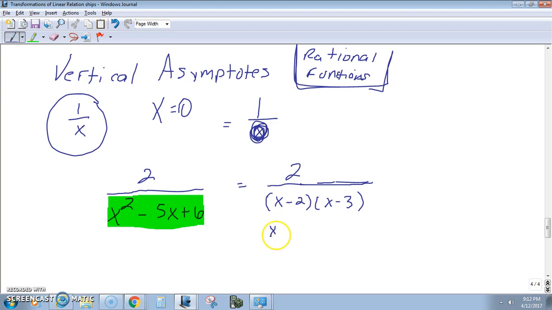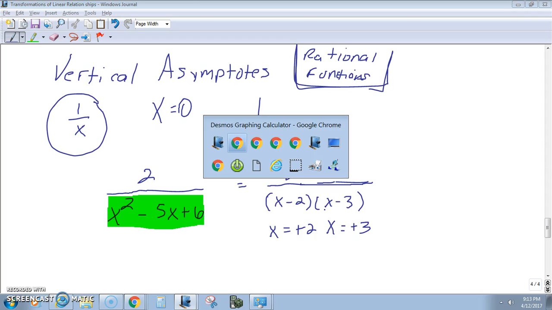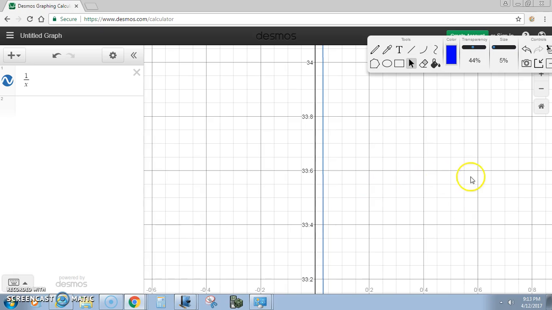Because if I make x positive 2, that's going to make the whole denominator 0, zeroing out the denominator of the rational function. And if I make x positive 3, that's going to do the same thing. 3 minus 3 is 0 times this. The whole thing's going to blow up right there. So let's go back into the calculator and see if there's a vertical asymptote at x equals positive 2 and at x equals positive 3. So we have 2 divided by x squared minus 5x plus 6. Let's see if we can make that explode.